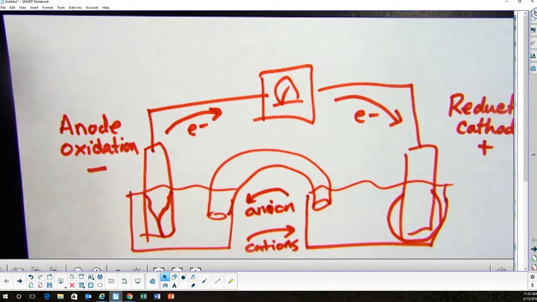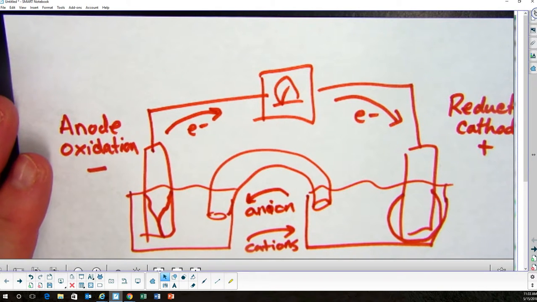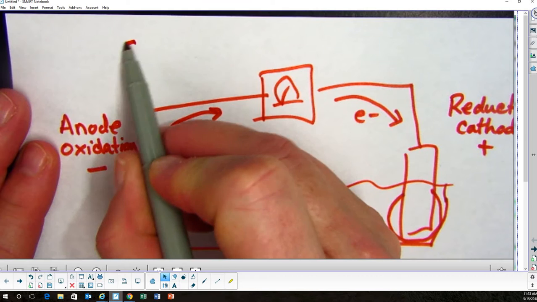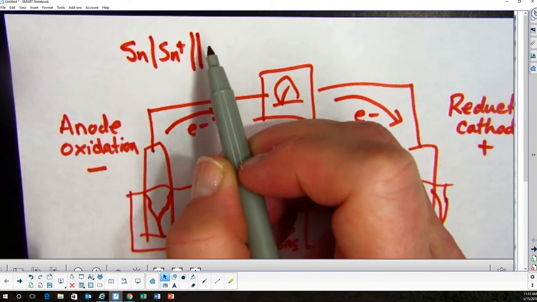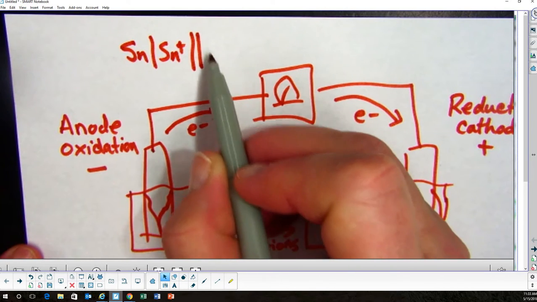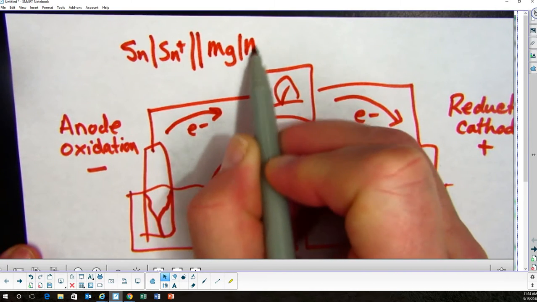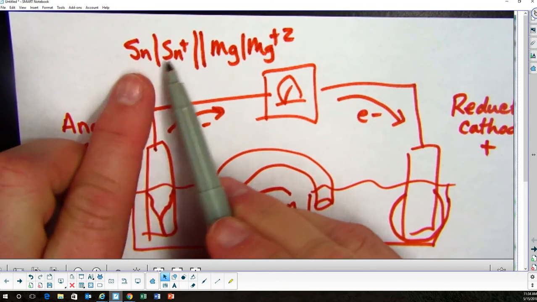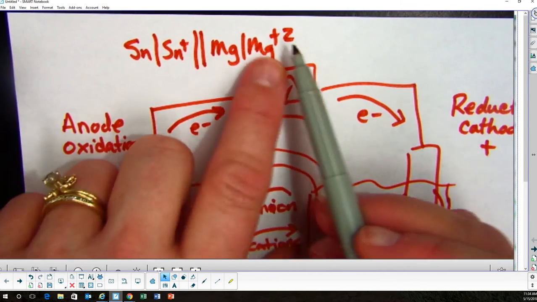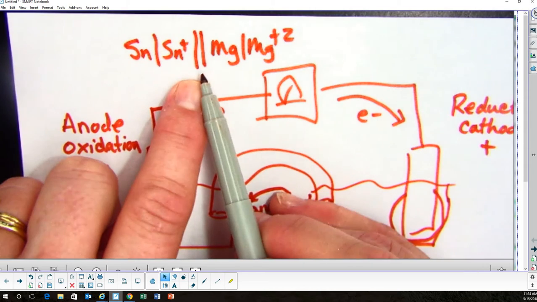Let's do Sn to Sn plus 2, and magnesium to magnesium plus 2. So I'll often give you a symbol like this. Basically it says this is one half cell, this is the other half cell. The two lines in between just say that's the salt bridge.